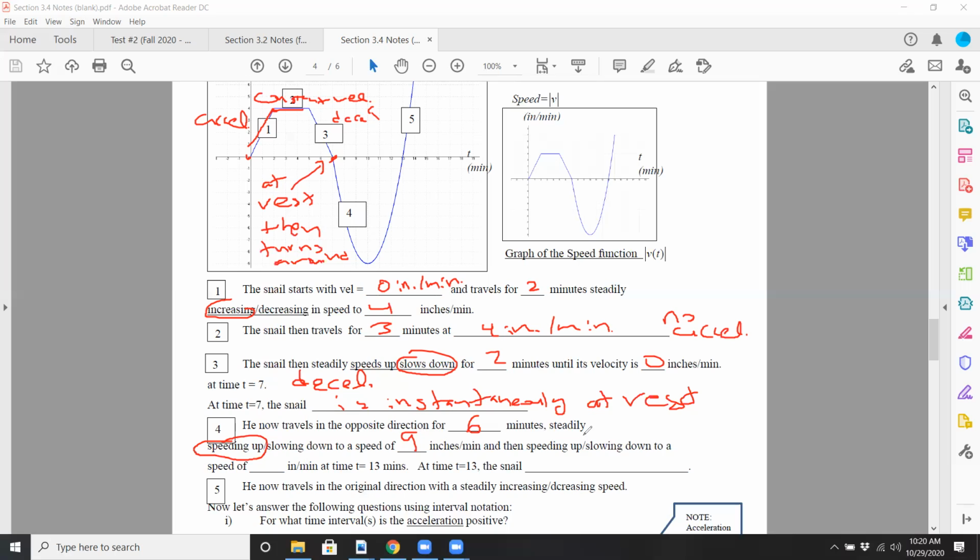And then it slows down to a speed of 0 inches per minute, at t equals 13. So now it's at rest again here, also instantaneously at rest here because velocity equals 0. Now the part that gets kind of interesting is that it then travels in the original direction with a steadily increasing speed after t equals 13. So we're back to accelerating again at this part here.